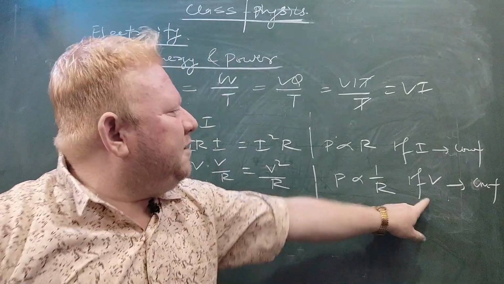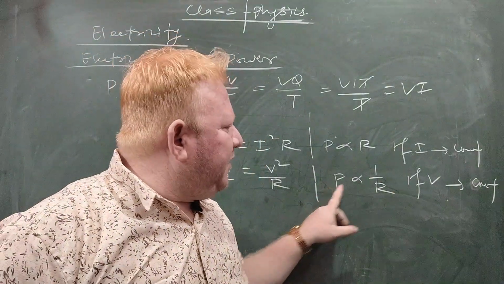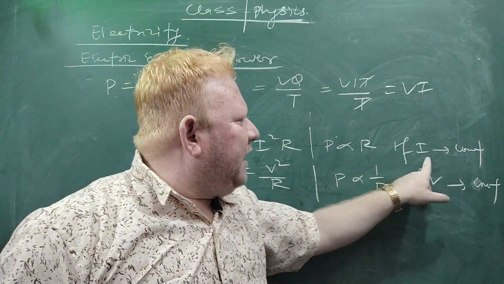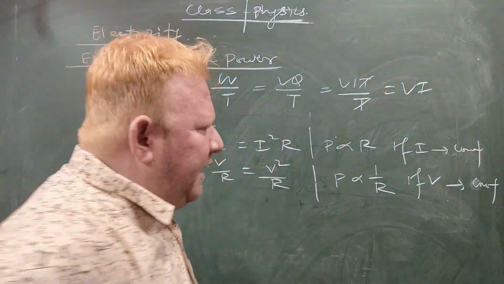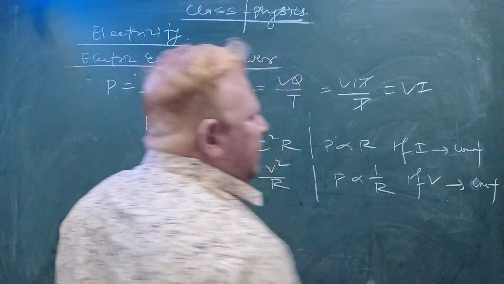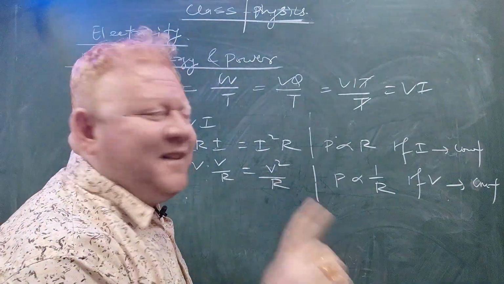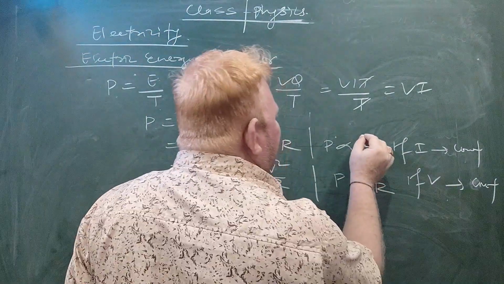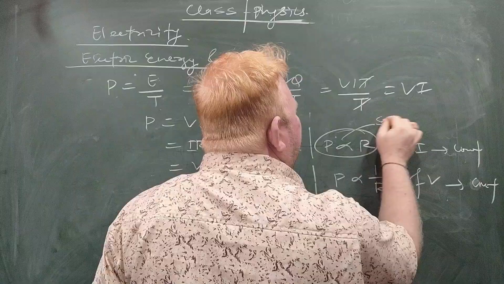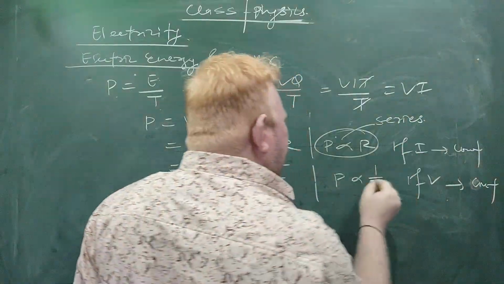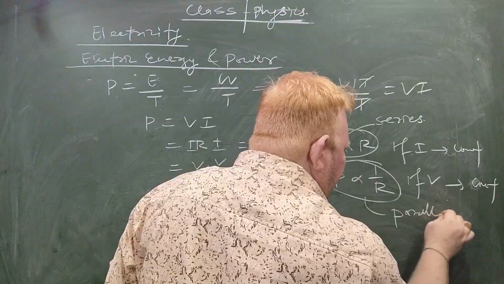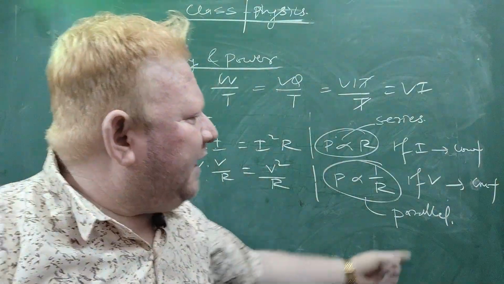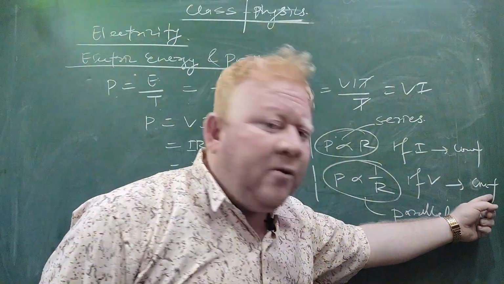So if V is constant, the result is P is inversely proportional to R. But when I is constant, we are getting P is proportional to R. Now when do we get I constant? Yes, in series combination. So this we are applying in case of series, and this we are applying in case of parallel. Why? Because in parallel potential difference is constant.